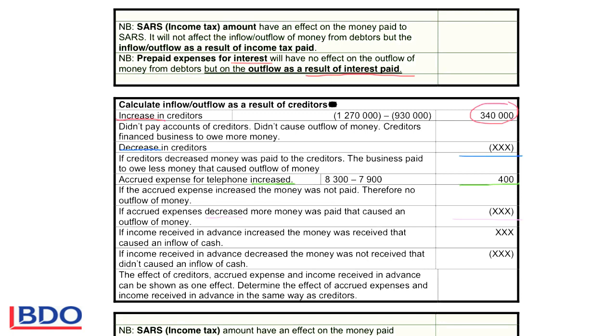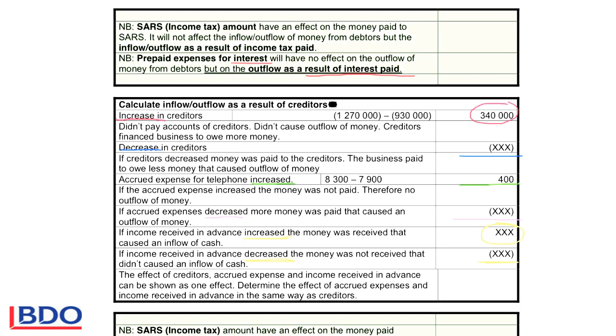If income received in advance increased, it means that we received more income. So it means there was an inflow of money. If income received in advance decreases, it means that we didn't receive the money, so it is an outflow of money because we financed the other people. So we will think of the effect of accrued expenses and income received in advance in exactly the same way as we will show the effect on creditors.